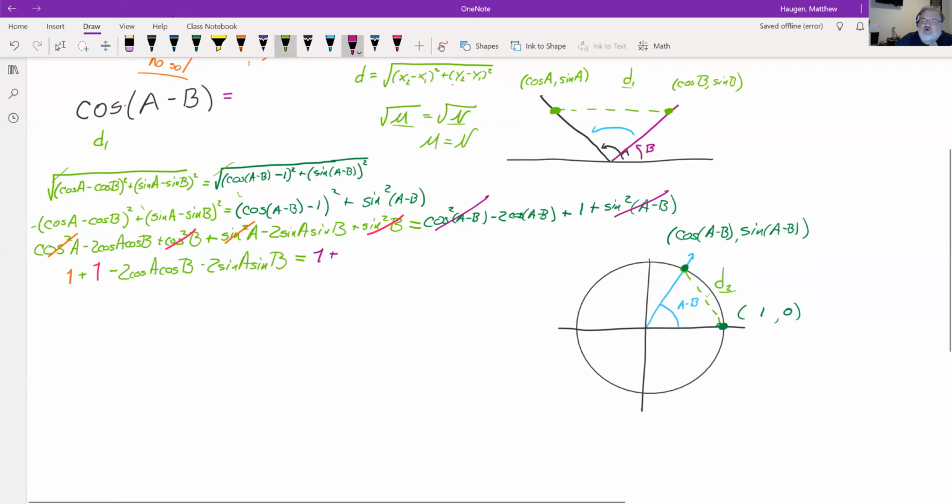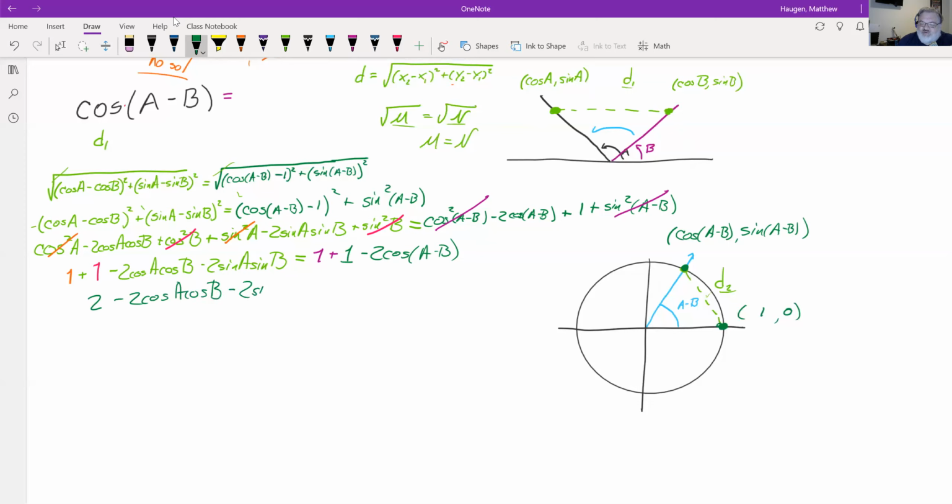Plus, well, there already was a 1 over there, so it's got another 1 over there. Minus 2 cosine a minus b. So that's nice. A lot happened with those relationships. We can collect some like terms here. That's going to be 2 minus 2 cosine a cosine b. I guess I'm switching to one color now. Minus 2 sine a sine b equals 2 minus 2 cosine a minus b.